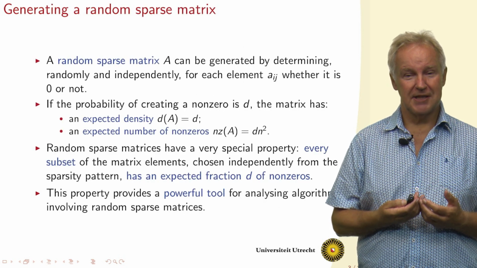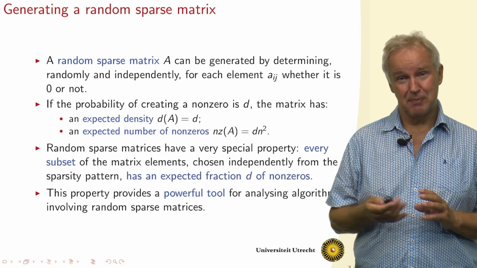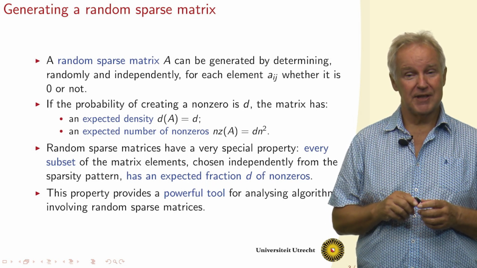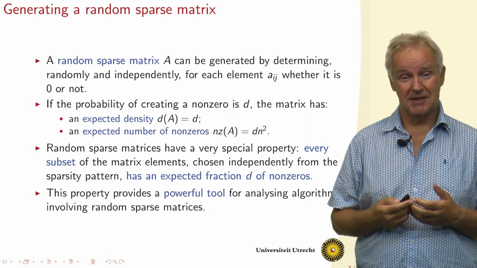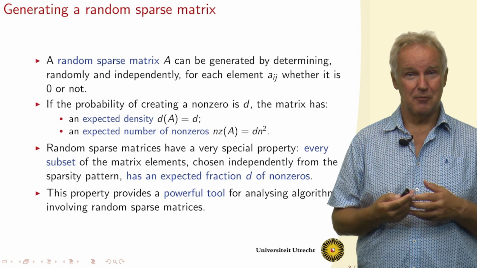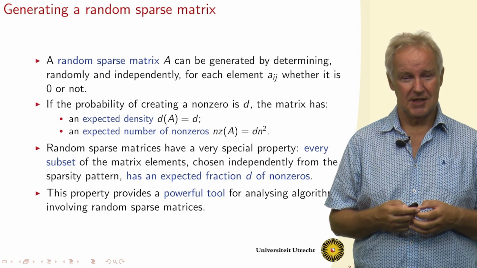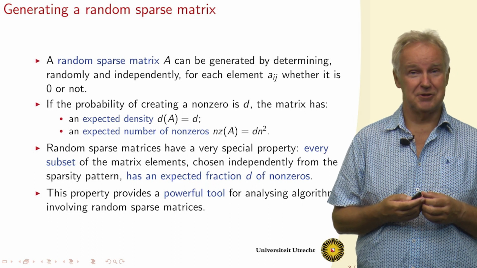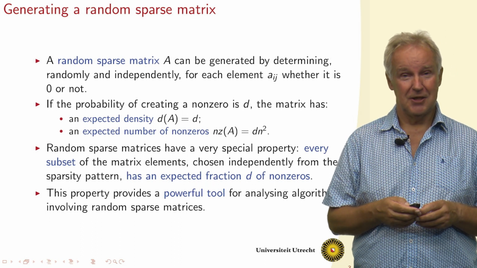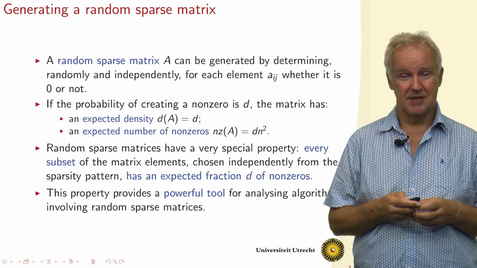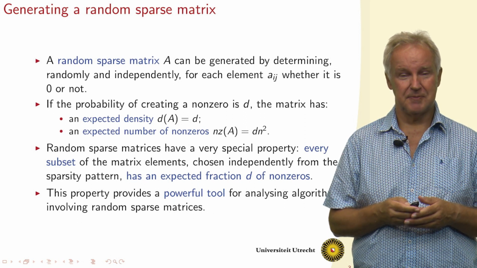So you generate a random sparse matrix, for instance, by choosing for every element independently and from a uniform distribution, whether it is 0 or not. And if the probability of creating a non-zero is D, then you expect that altogether there will be D n squared non-zeros in the matrix.